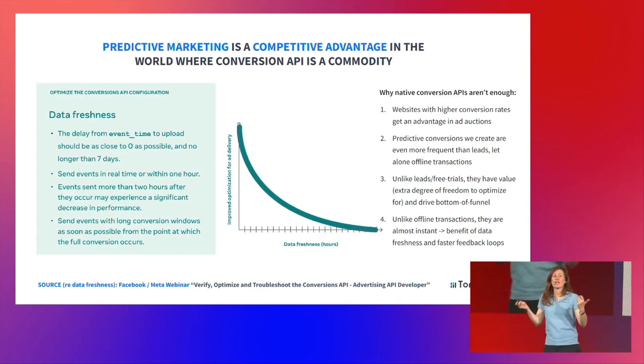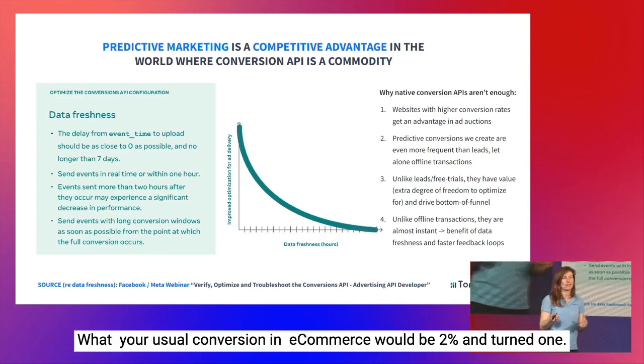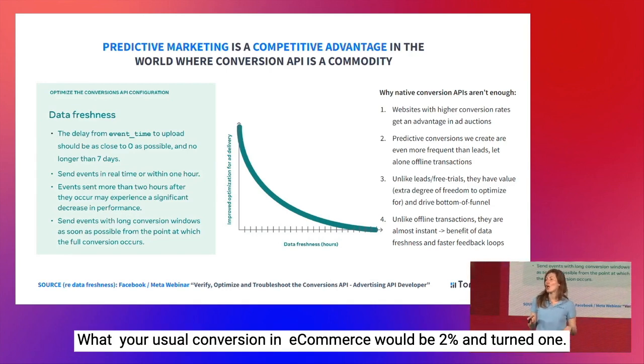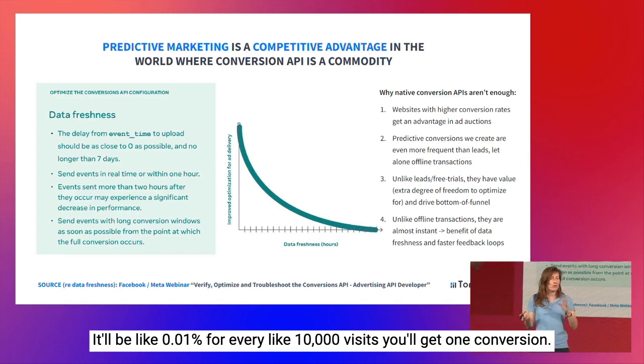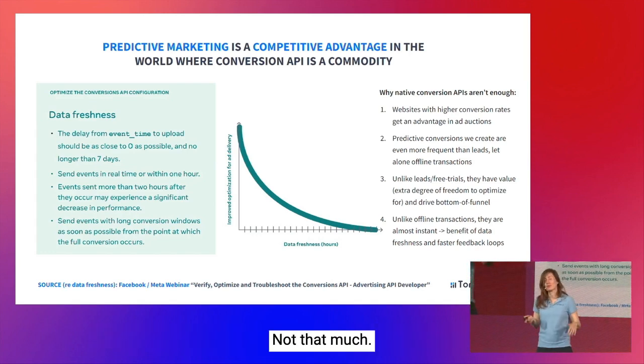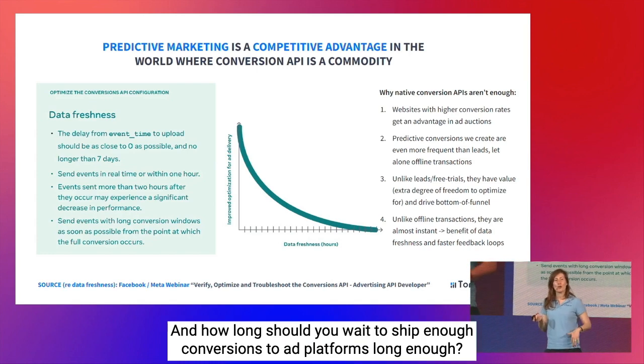Your usual conversion in e-commerce would be 2% end-to-end. What will be the usual conversion in B2B? It will be like 0.01%. For every 10,000 visits, you'll get one conversion. Not that much. And how long should you wait to ship enough conversions to ad platforms?